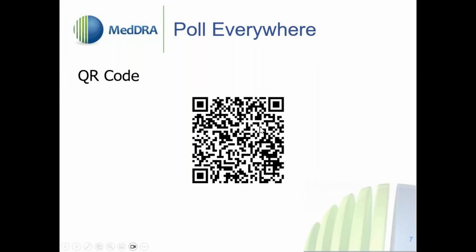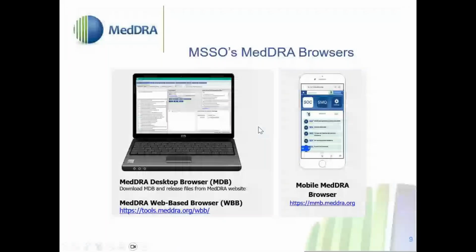Okay, so now that we are successfully able to log into the PollEV app, let me just, for your benefit, let you review the various types of MedDRA browsers that are available that you can use to go along with us and perform these searches for the various coding terms. You can use the MedDRA desktop browser. You can as well use the MedDRA web-based browser, which I'm partial to, as well as for looking for terms, you can also use the mobile MedDRA browser.